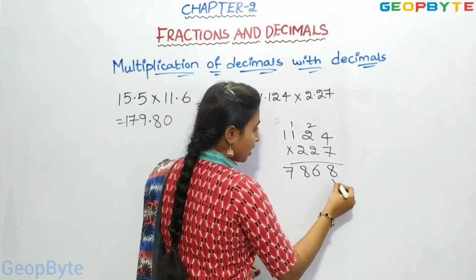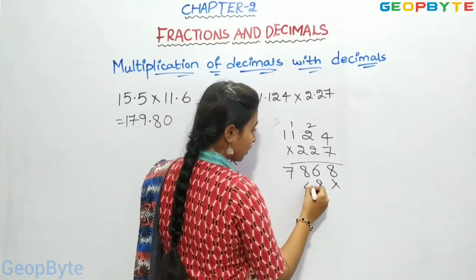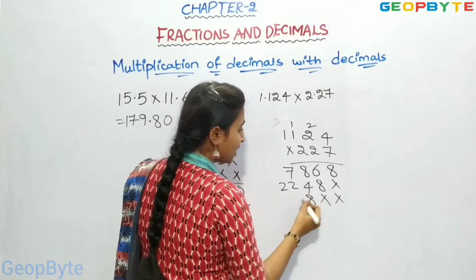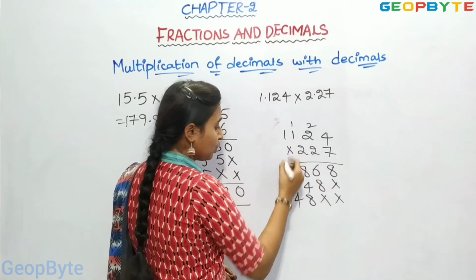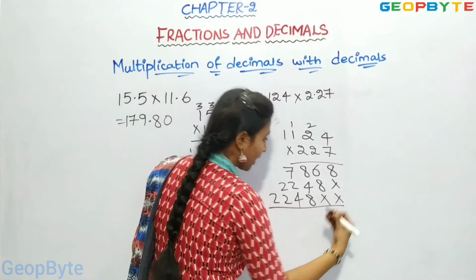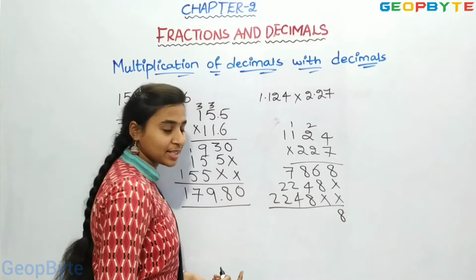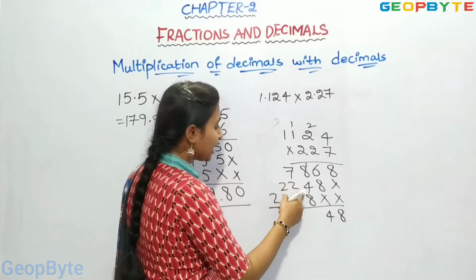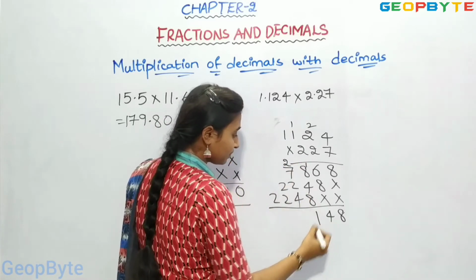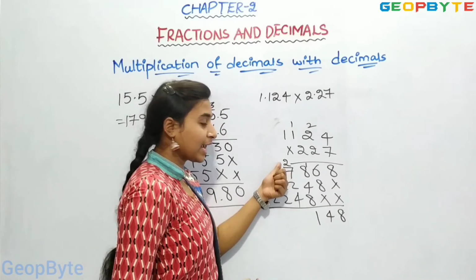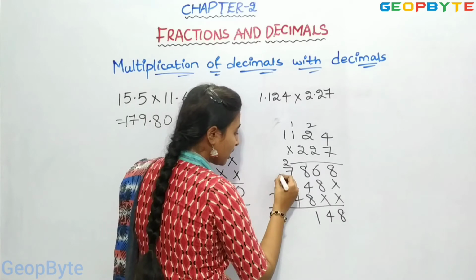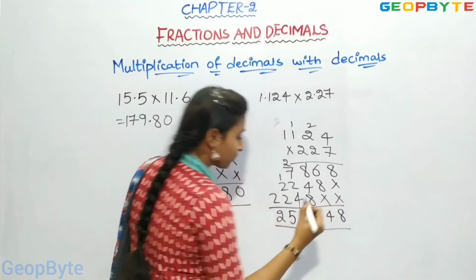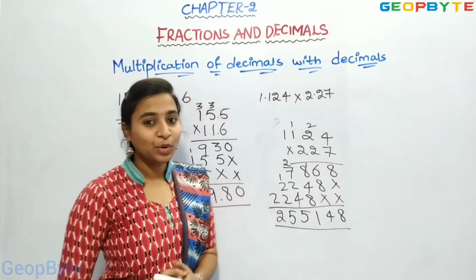7 ones are 7. Then 2 fours are 8. 2 twos are 4. 2 ones are 2. 2 ones are 2. Next, 2 fours are 8, 2 twos are 4, 2 ones are 2. Now 8 plus 6, 14. 8 plus 8, 16, plus 4, 20, plus 1, 21. 7 plus 2, 9, 9 plus 2, 11, 11 plus 4, 15. 2 plus 2, 4, plus 1, 5, and 2. We got this answer. Now, where to put the point?